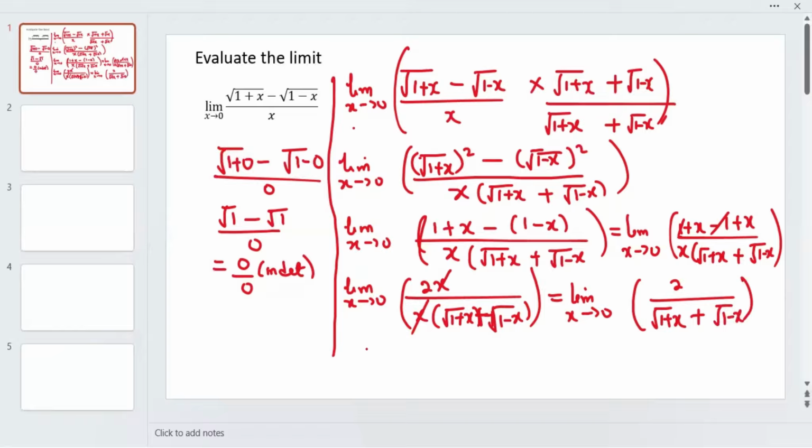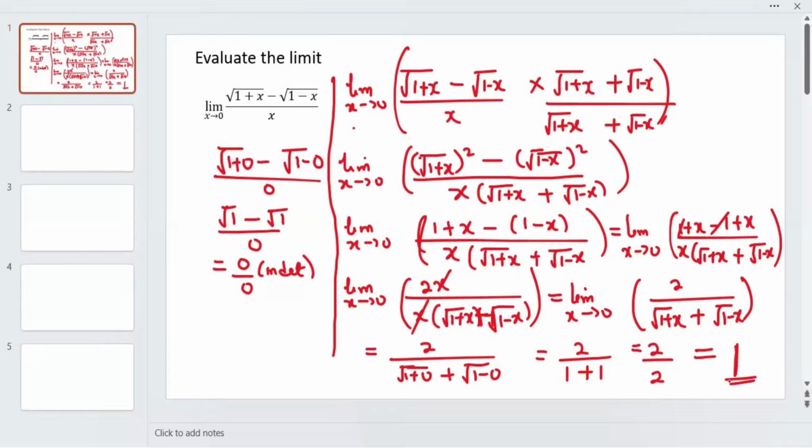Now I can directly substitute in my values, and that will give me 2 over square root of 1 plus 0 plus square root of 1 minus 0. And this will be 2 over, 1 plus 0 is going to give me 1, so the square root of 1 is 1, plus 1 minus 0 is going to give me 1, the square root of 1 is 1. And this gives me 2 over 1 plus 1, which is 2. And 2 divided by 2 is going to give us 1. Hence, the limit of this function as x approaches 0 is 1.